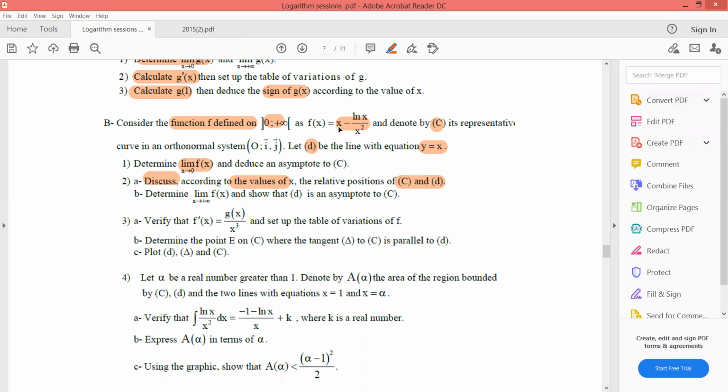f(x) minus y_D is (x minus ln x over x squared) minus x. x minus ln x over x squared minus x. x and x simplified, what remains is minus ln x over x squared.